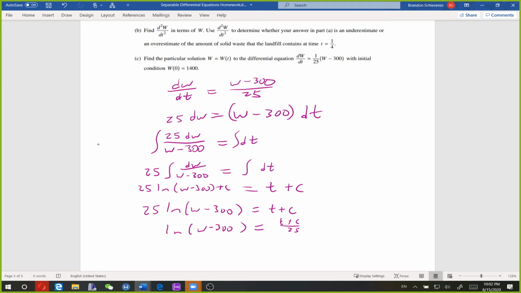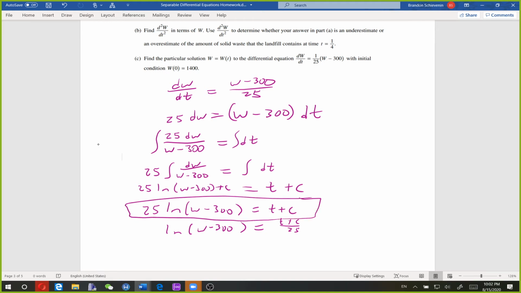On your AP exam, it's up to you. If I was actually doing this one in the AP exam, I probably would have solved for c right away, just because everything is fairly simple right now. So that means I would have plugged in 0 for t and only got c on one side on this step.